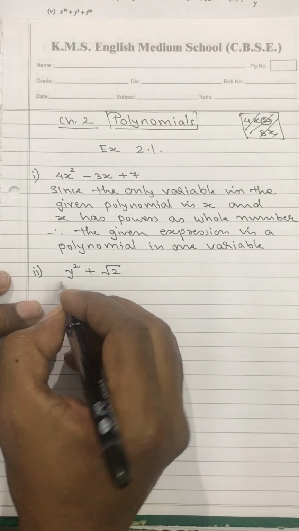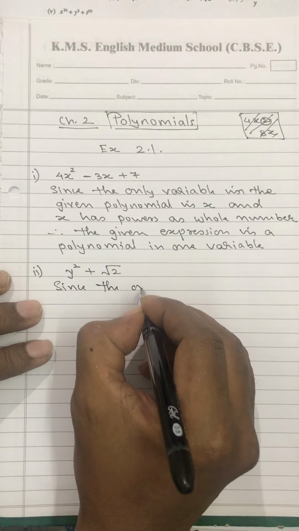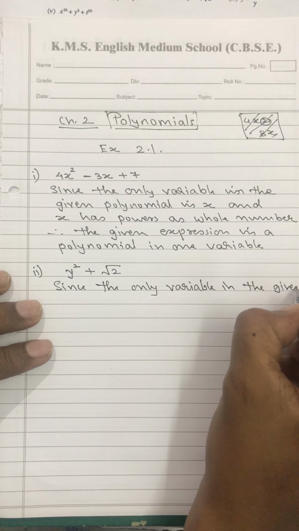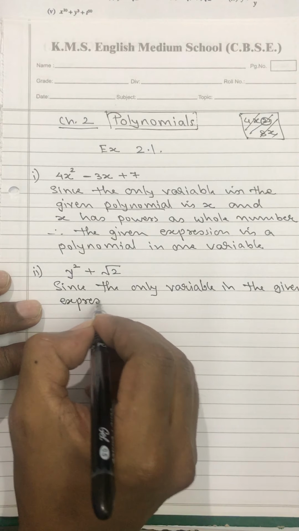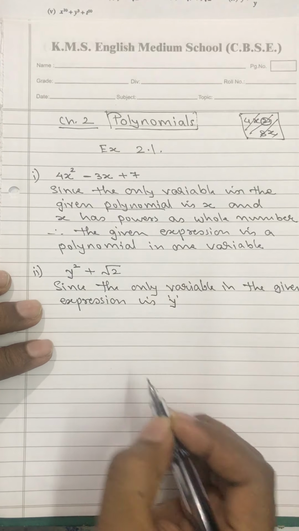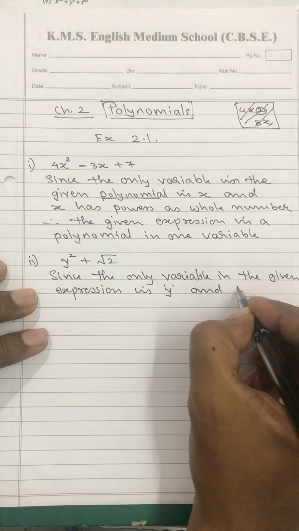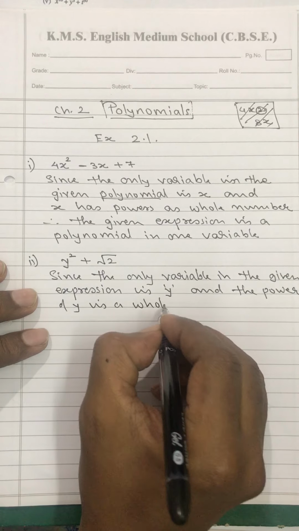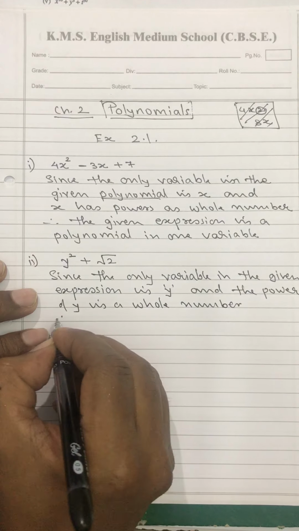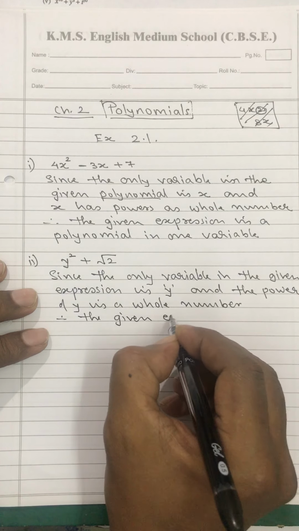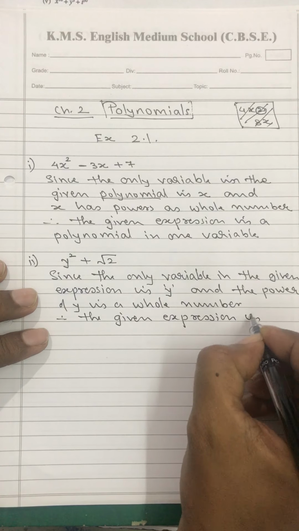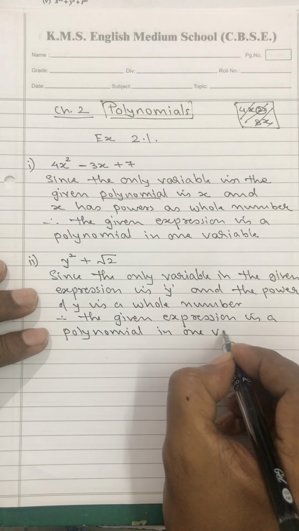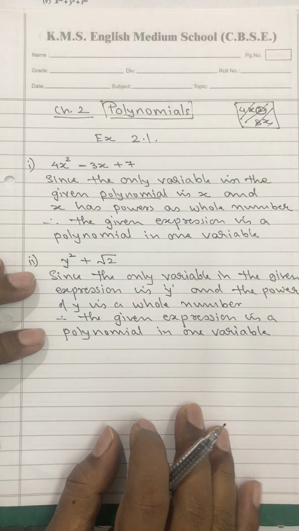In this case also, if you see, since the only variable in the given expression is y, and the power of y is a whole number, therefore the given expression is a polynomial in one variable. It is okay. Now consider the third one.